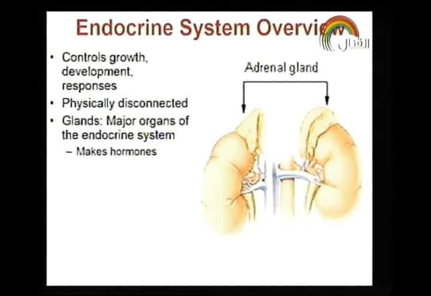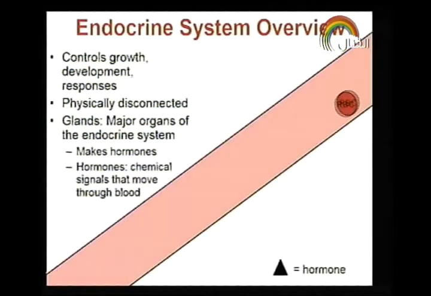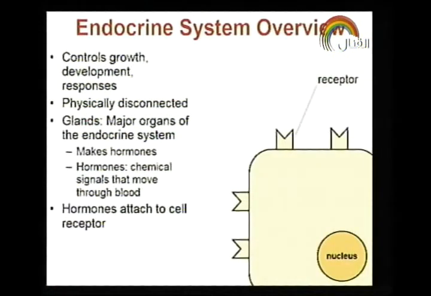We also need to know the name of each gland, its function, and how it works. But right now, we're just going to know the name and the function. Actually, here the picture wants to tell you something very important: endocrine glands put their secretion directly in the blood. There are no tunnels.